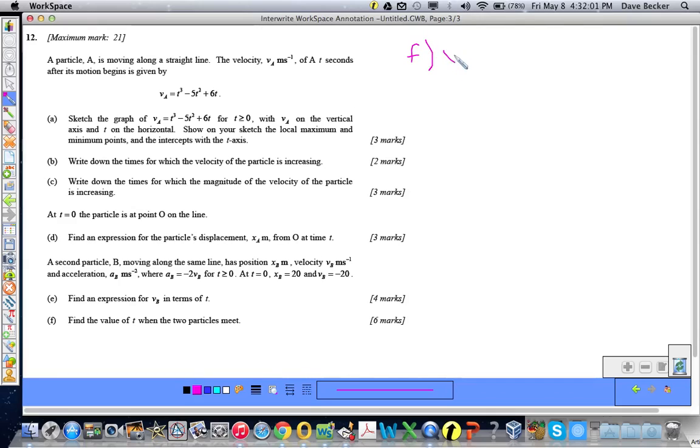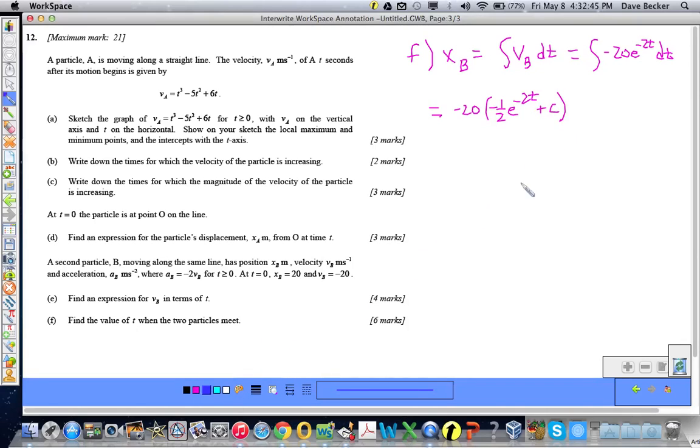Okay, well I know that x sub b, I'm going to have to integrate v of b with respect to t. And I know that v of b is equal to negative 20 e to the negative 2t. Okay, so this integral equals negative 20 times negative 1/2 e to the negative 2t plus some constant c.